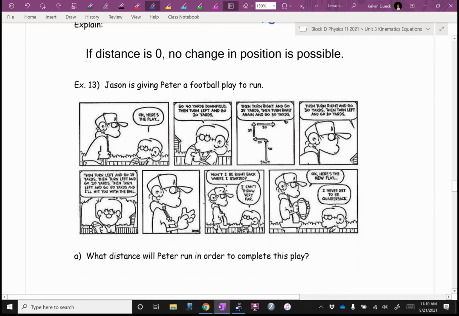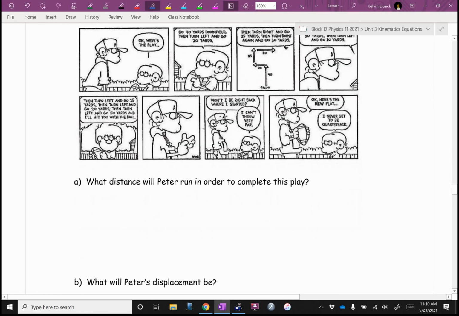They're playing football, and Jason says, okay, here's the play. Go 40 yards downfield, then turn left and go 20 yards, then turn right and go 25 yards, then turn left, then turn right again and go 30 yards, then turn right and go 30 yards, then turn left and go 10 yards, then turn left and go 15 yards, then turn left and go 20 yards, then turn left and go 50 yards, and I'll hit you with the ball. Peter thinks for a while, and he says, won't I be right back where I started? Jason says, I can't throw very far. So, first question. What distance will Peter run in order to complete this play?